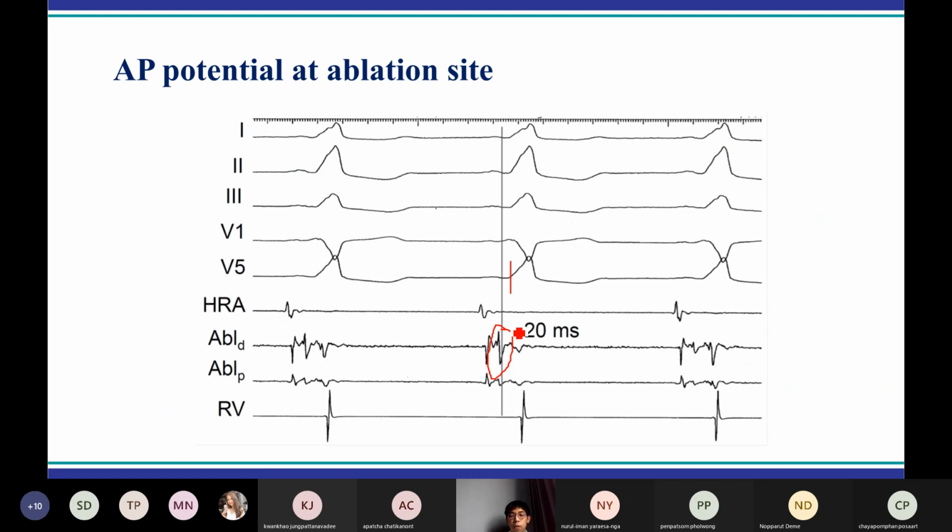Two things that we would like to see. First, the accessory pathway potential, but this might not be seen in every patient. And the second one is that the signal in the distal ablation catheter is earlier than the surface ECG. This means that the ablation catheter is nearer the accessory pathway than the surface ECG.